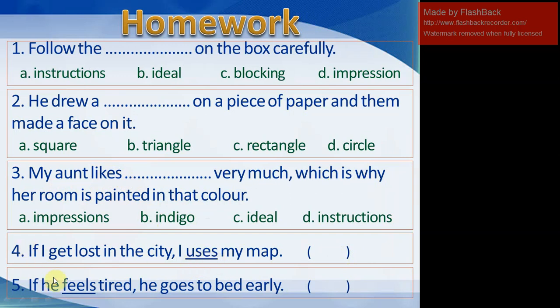We are talking about the zero conditional. The zero conditional is simple present, simple present. If I get lost in the city, I use my map. Number 5, if he feels tired, he goes to bed early. If he feels, with he, she, it and singular, the third person singular, we add s to the verb. If he feels, yes, it's clear, it's easy.